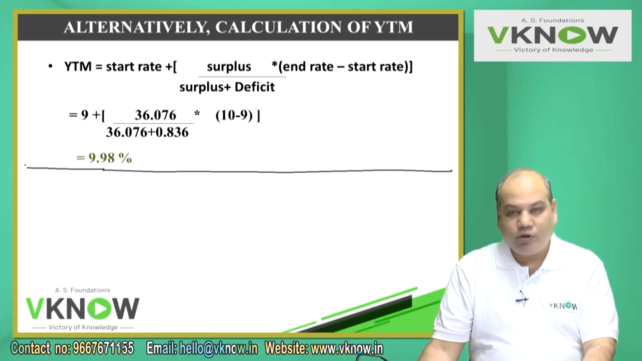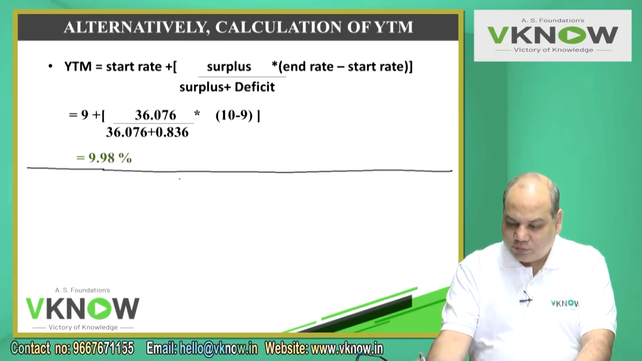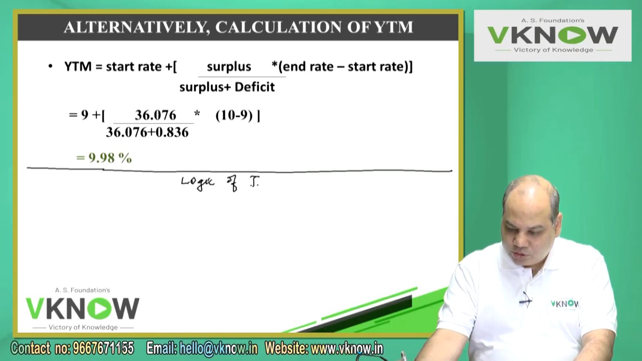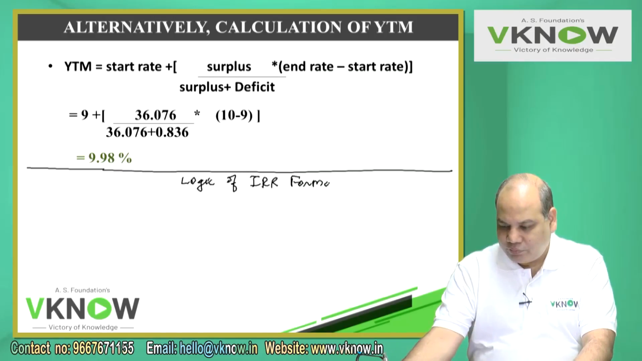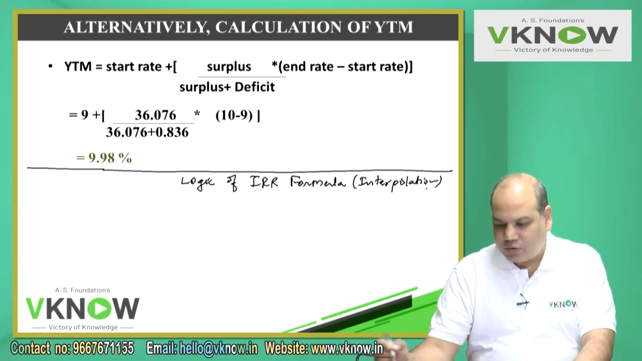So then your question will be, should we follow the formula method or the IRR method? For a coupon bond, you can follow any of the two methods. Both are okay. Now what is the logic of the IRR formula? Let us just revise. Logic of the IRR formula. Okay, it is just based on what is called interpolation. Now how does it work?